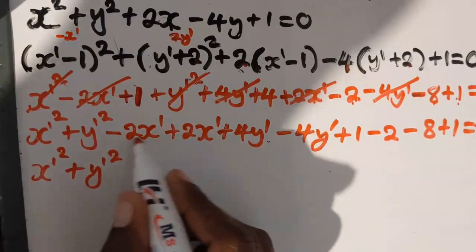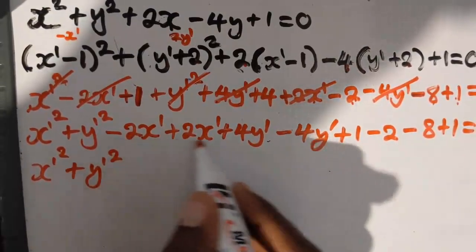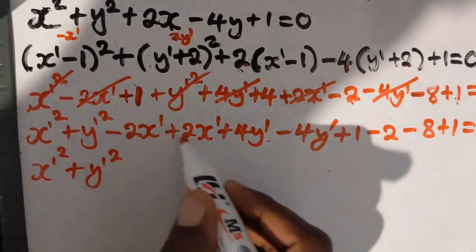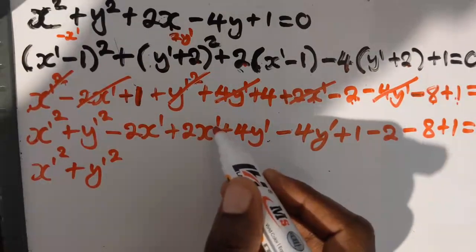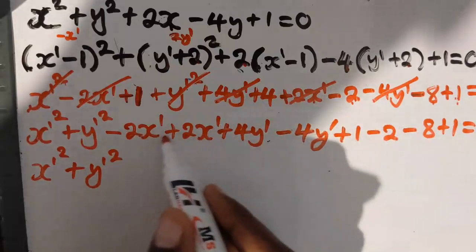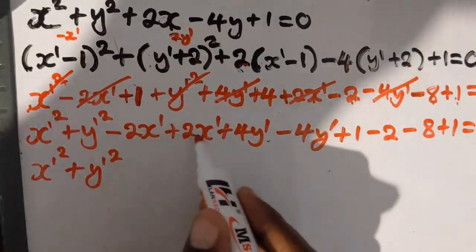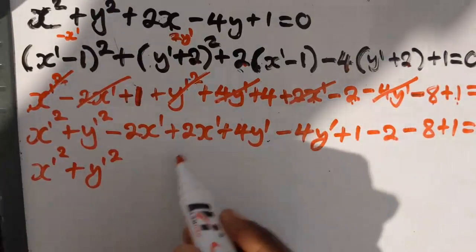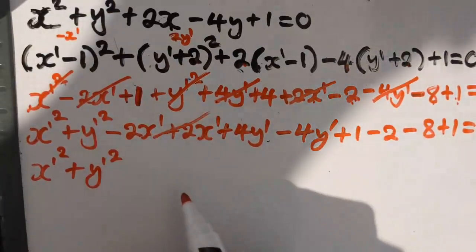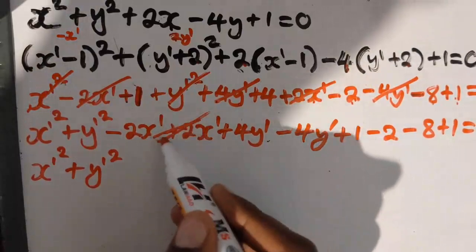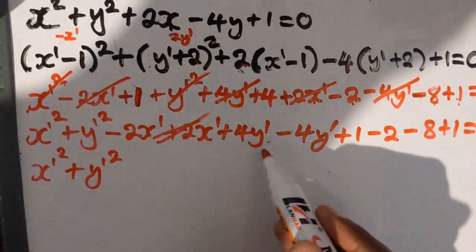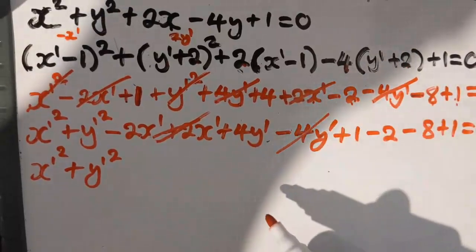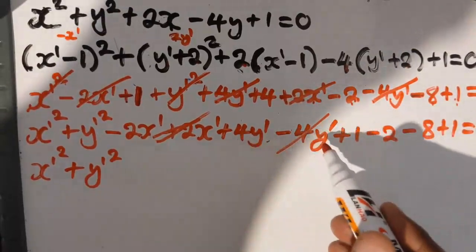Then here we have this. So we can actually add and subtract this, because this is negative 2x prime plus 2x prime, which these are like terms. So this is negative 2x prime and plus 2x prime. So meaning that here we are going to have a 0. How about here? Here also we are going to have what? A 0, meaning that this is gone. This is positive 4, this is negative 4.